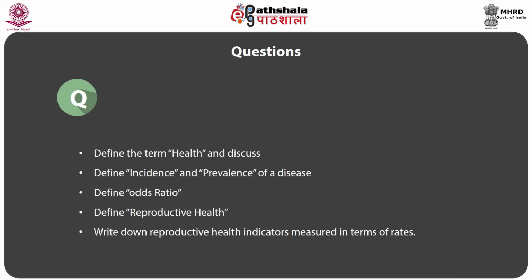Questions. 1. Define the term health and discuss. 2. Define incidence and prevalence of a disease. 3. Define odds ratio. 4. Define reproductive health. 5. Write down reproductive health indicators measured in terms of rates.